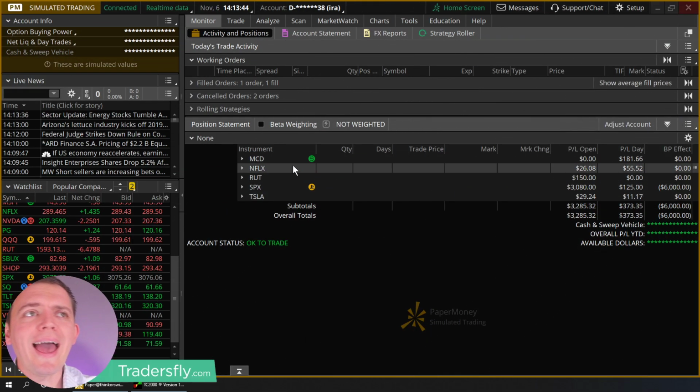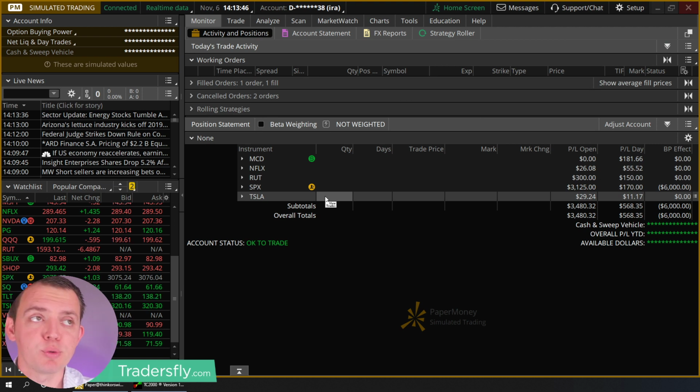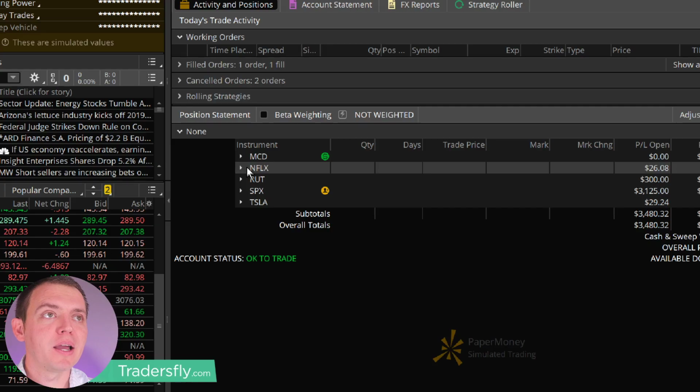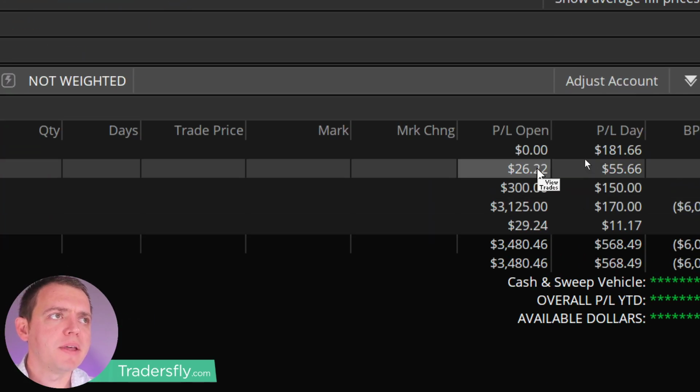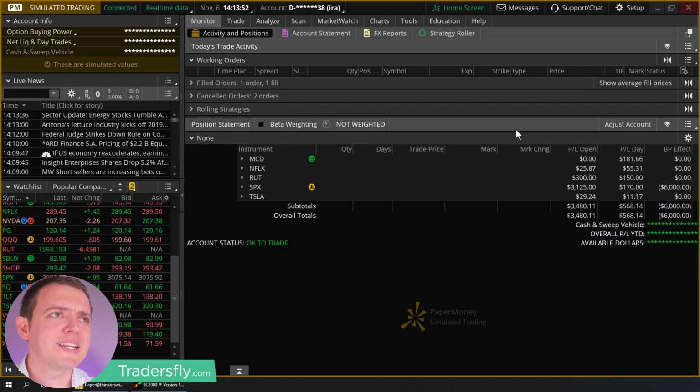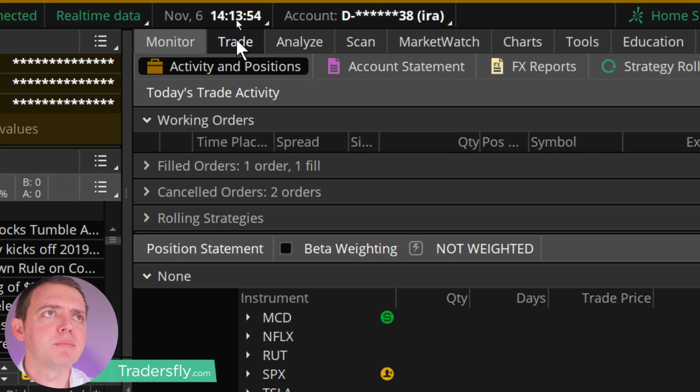All right, so here we have our TD Ameritrade or Thinkorswim platform. You can see here I have some of my positions right here. And then here's your profit and loss. So that's kind of the baseline. We're going to take a look at mostly the trade panel and the analyze panel.